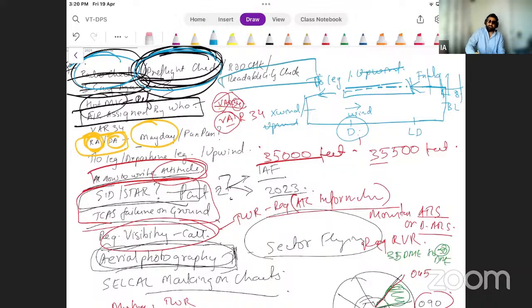Readability check is just to check your present readability on the present frequency with the present ATC. It is not for all frequencies or all systems, just presently, so it can be done anytime. Victor Tango Delta Papa Sierra, Mumbai Ground, readability check. 1, 2, 3, 4, 5, 5, 4, 3, 2, 1. How do you read? You'll give me a reply as per the readability.